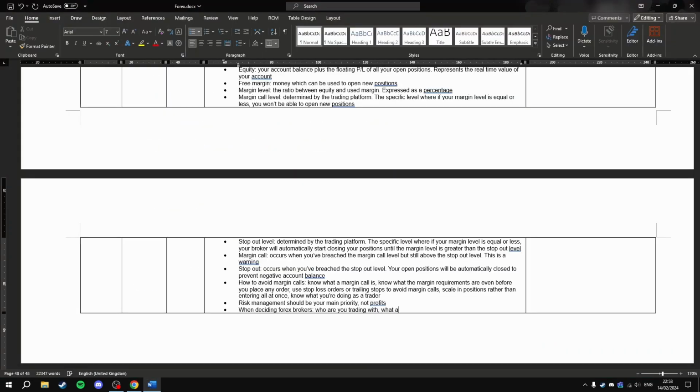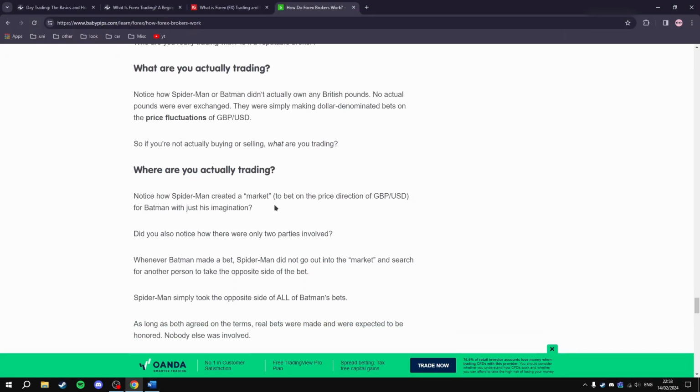What are you actually trading? Notice how Spider-Man or Batman didn't actually own any British pounds. No actual pounds were ever exchanged. They were simply making dollar-denominated bets on the price fluctuations of GBP USD. So if you're not actually buying or selling, what are you trading?